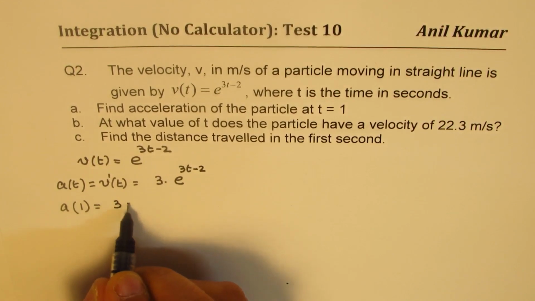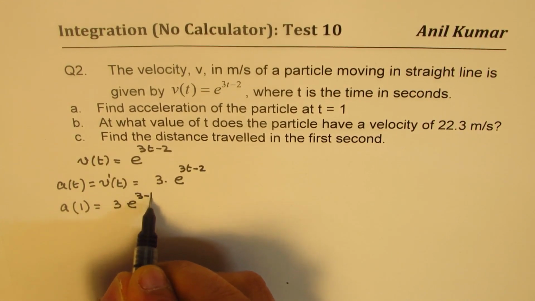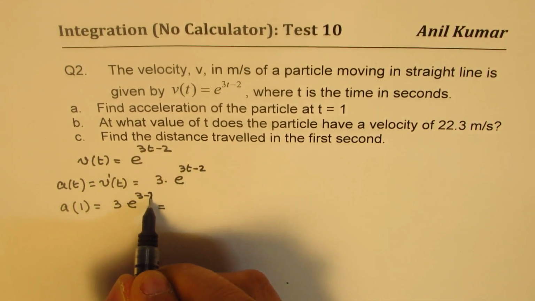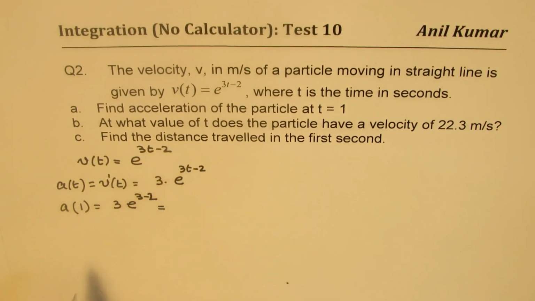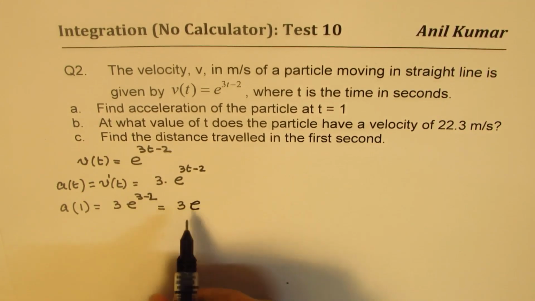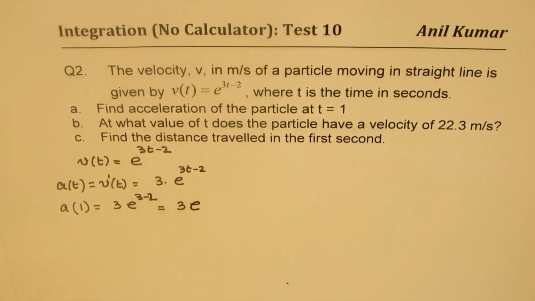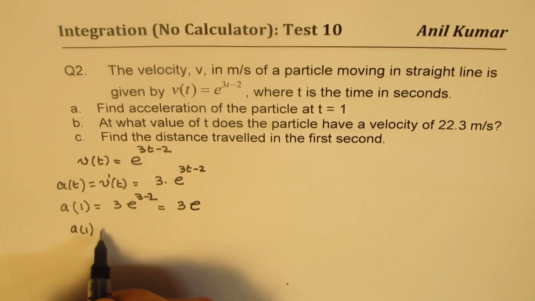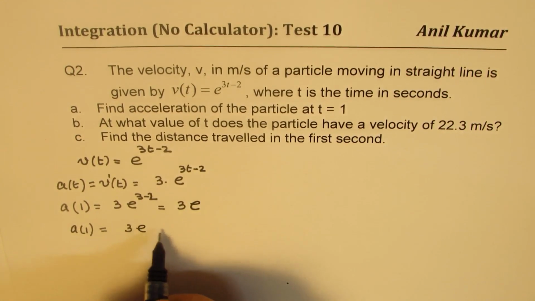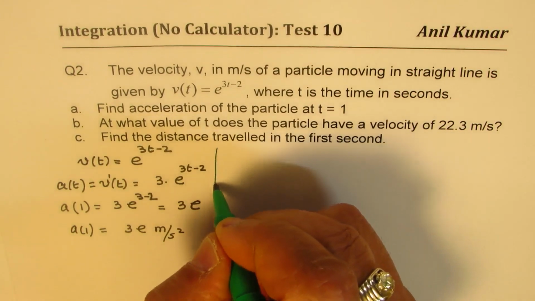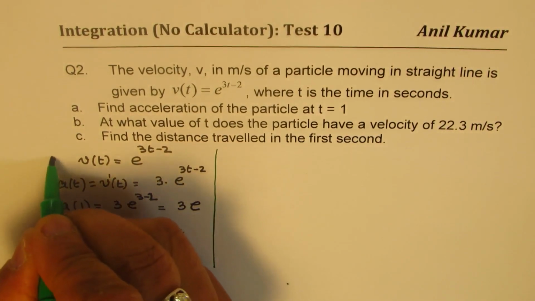Now if you need to find the acceleration at t equals 1, we'll substitute 1 here. So we get 3 times e to the power of 3 minus... oh sorry, this is 3t minus 2, right? So we substitute 1, 3 times 1 is 3, 3 minus 2. So it gives us 3 times e to the power of 1, which is 3e. And so we get the acceleration at t equals 1 as 3e meters per second squared. Is that clear to you? Right? So that is how we are going to solve the very first one, part A.